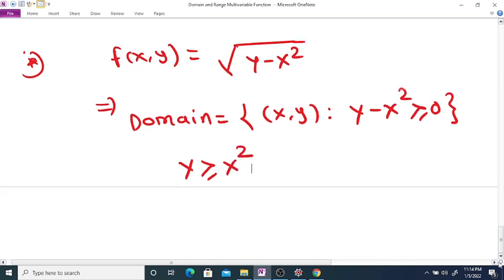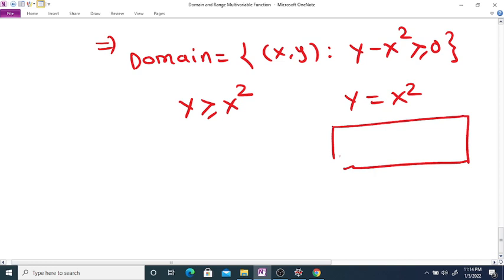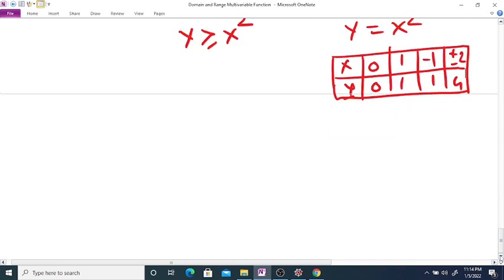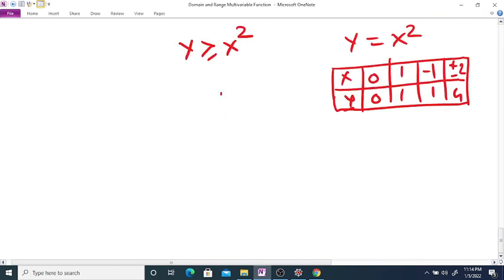Now to draw the sketch of the given domain, again we can convert this inequality into an equation, and if we consider a few points of the given curve, x is 0, y is 0; x is 1, y is 1; x is minus 1, y is 1; x is plus or minus 2, y is equal to 4. From this information we can easily draw the graph of the given function, y equal to x square.